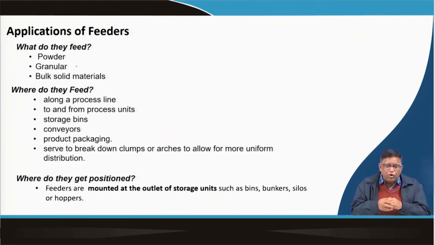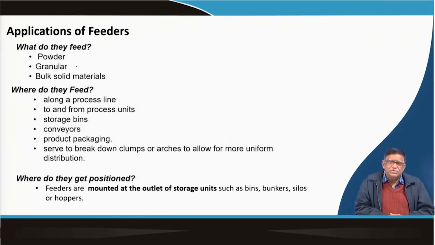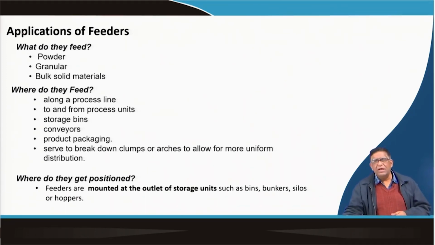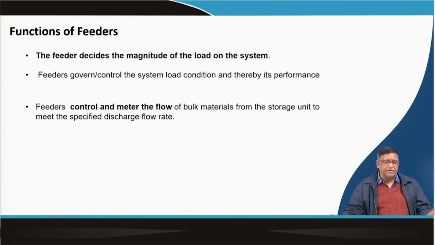Now, they are feeding to what? They are feeding along the process line or to and from process units, storage bins, conveyors, product packaging. Sometimes, for example, you will be storing cement somewhere, and then from there it comes and you make packaging, that is, you put it in the bag. So, the question is where they can be positioned in a plant: wherever the storage and wherever the filling will be. That could be open type or closed type, it could be anywhere depending on your handling system and the handling layout.